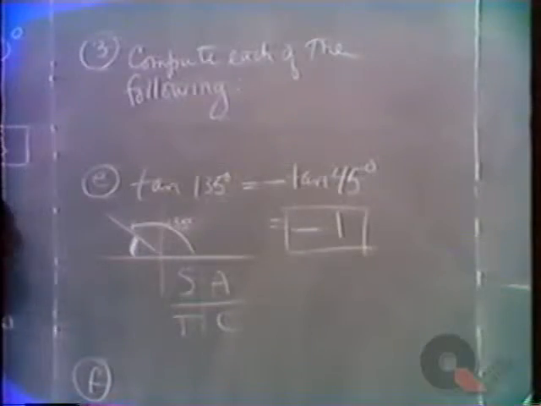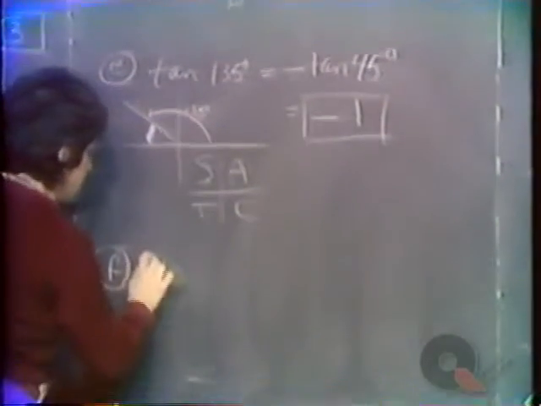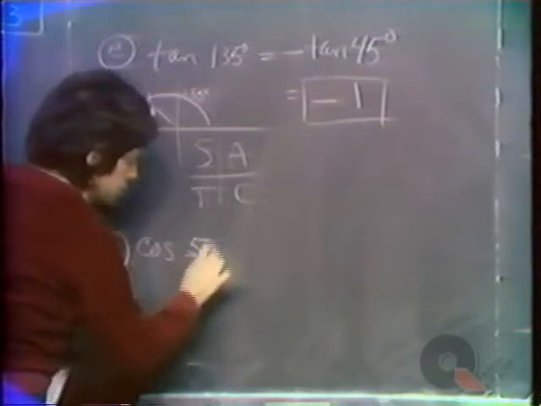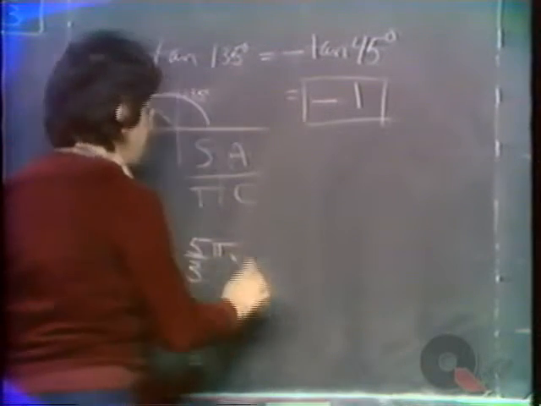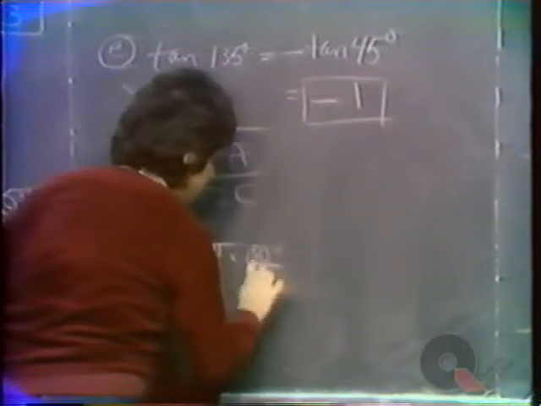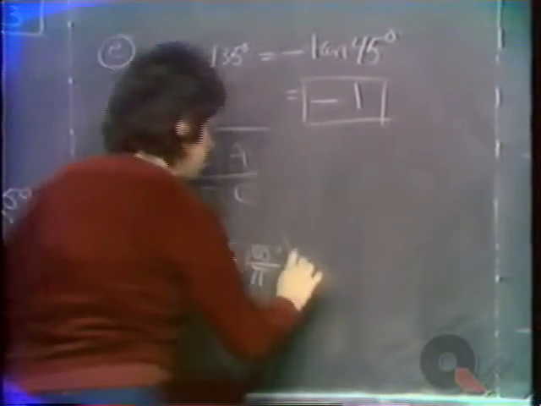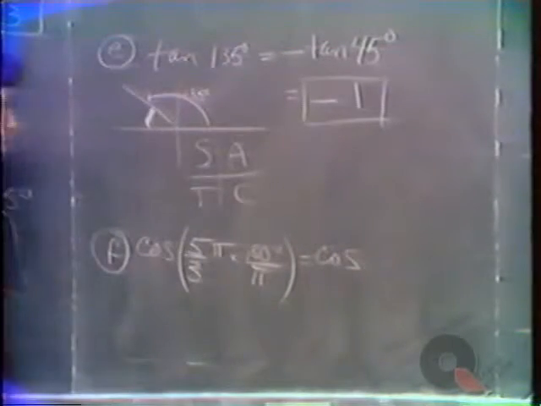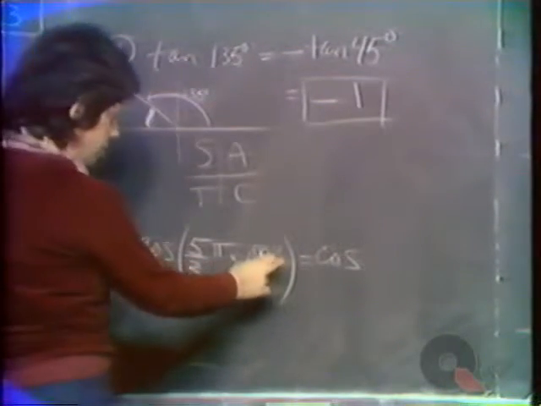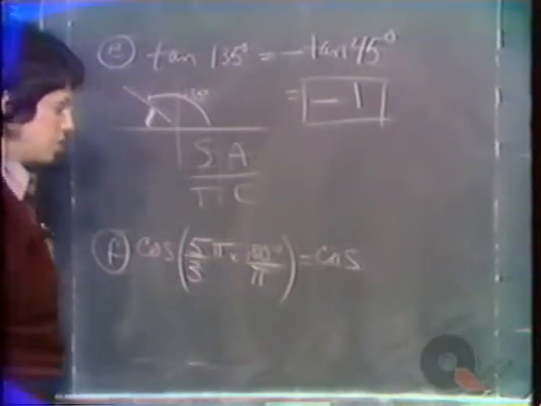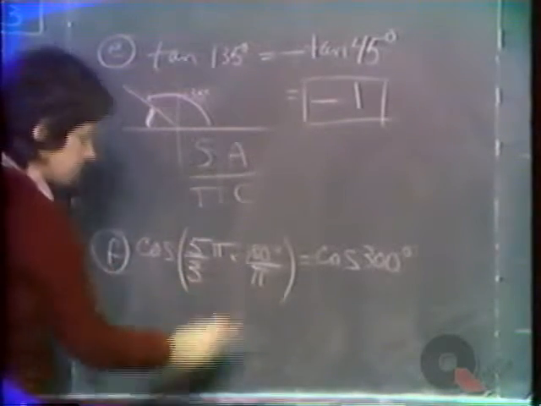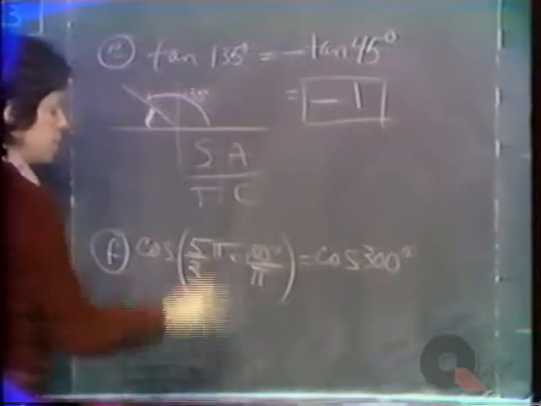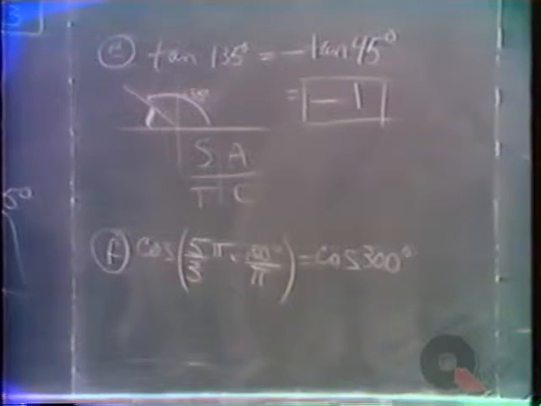Okay. In part F, we're going to be working out the cosine of 5/3 pi. The first thing we're going to do is change this into degree measure by multiplying by 180 degrees over pi, and that will give us cosine of, the pi's cancel, 3 into 180 goes 60, 60 times 5 is 300. Cosine of 300 degrees.